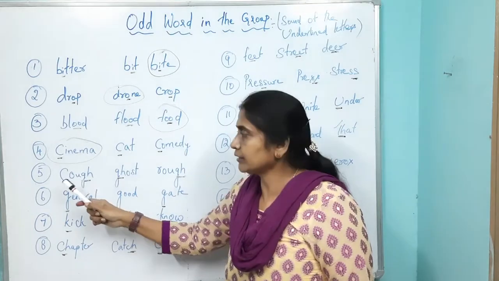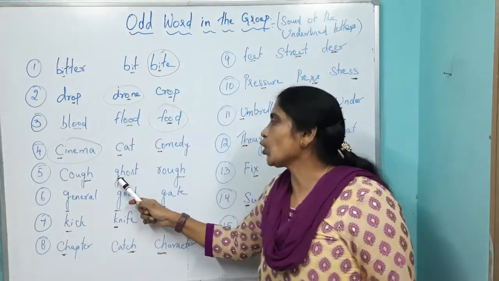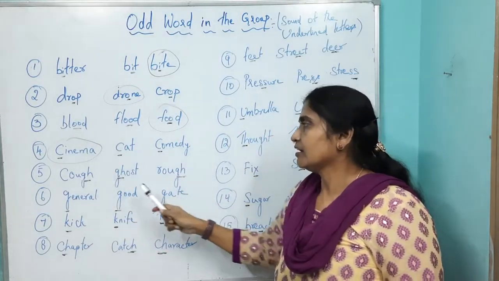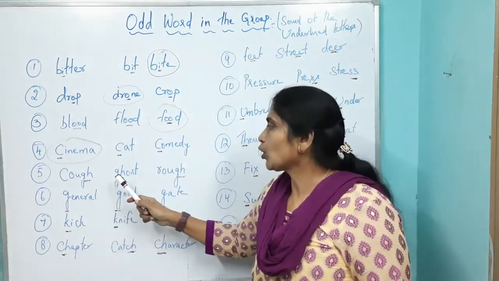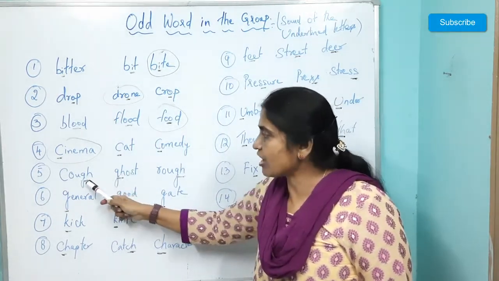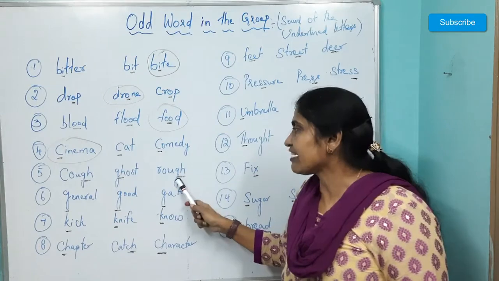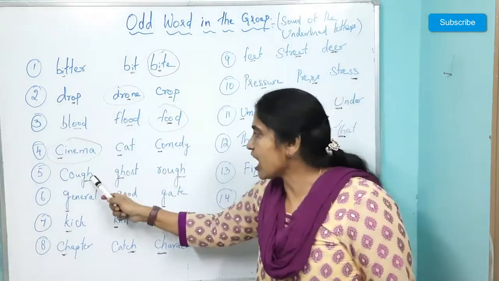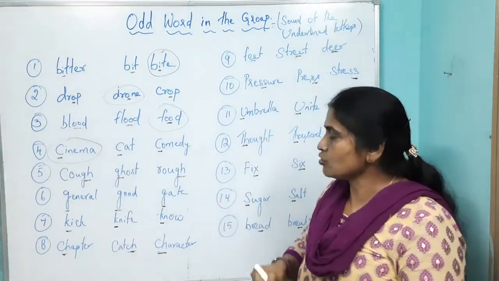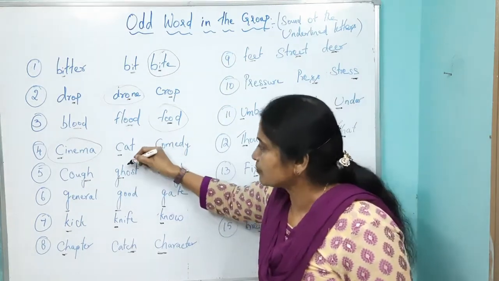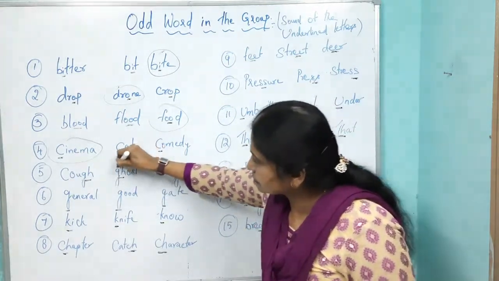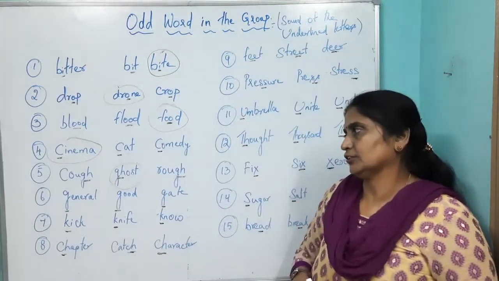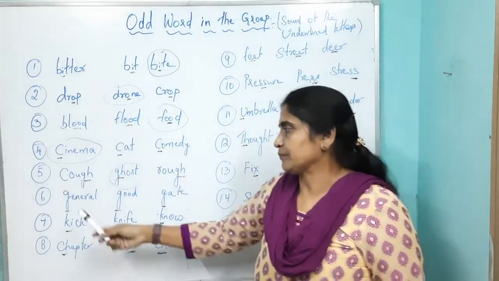Cough, boast, rough. You have to see the G-H. Cough, fa. Boast, G. Rough, fa. So, cough and rough have the fa sound. Ghost has the G sound. So, okay. Now, here you see.